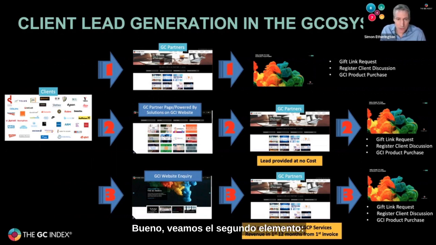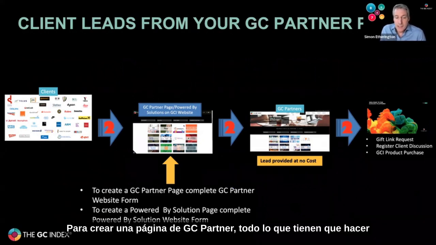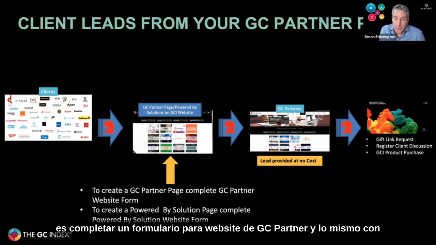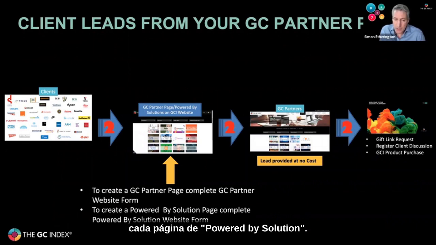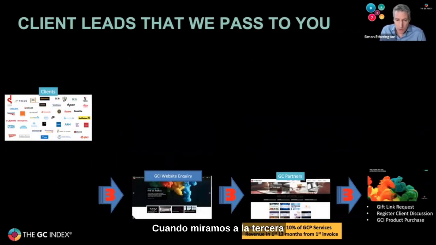So let's first of all look at that second one. To create a GC partner page, all you have to do is complete a GC partner website form, and the same with each Powered by solution, create a solution website form. You can find them in the resources hub. If you go onto the GC platform, look in resources, just search for website and the forms will come up. When we look at the third one though, it's slightly different.